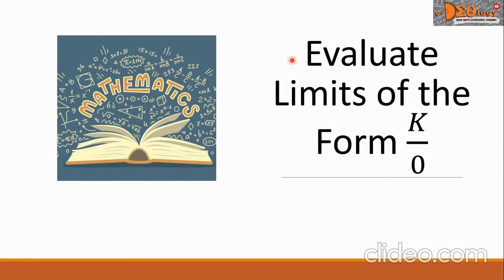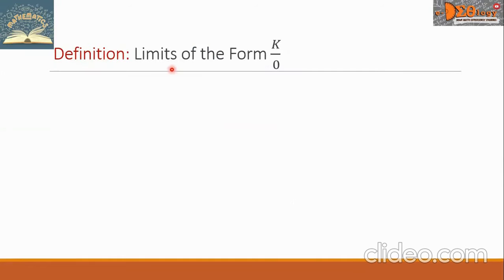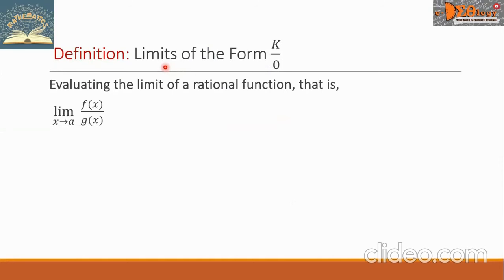Today, we're going to evaluate limits of the form k over 0. Let us define this limit. Evaluating the limit of a rational function, that is, the limit of the rational function f of x over g of x as x approaches a. We can evaluate this limit by doing f of a over g of a.